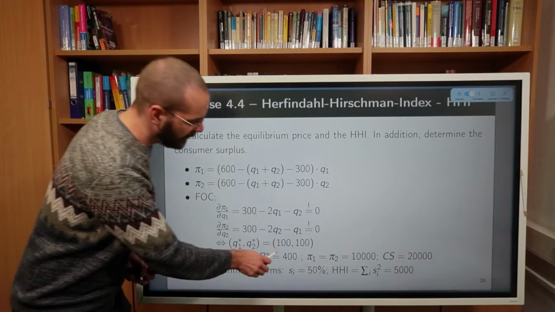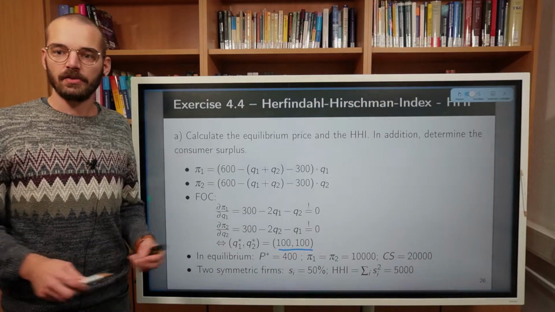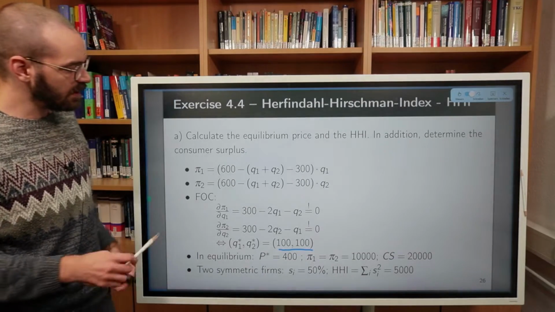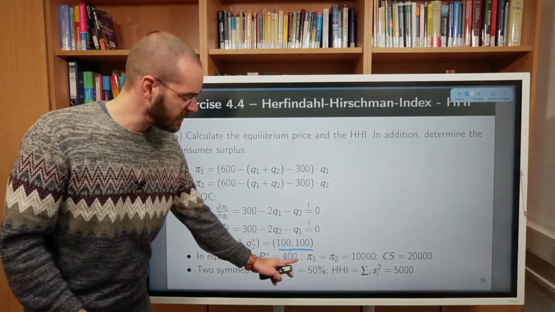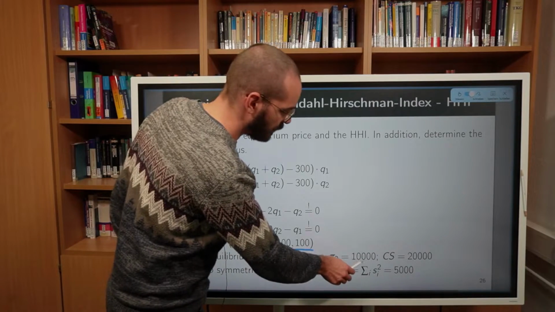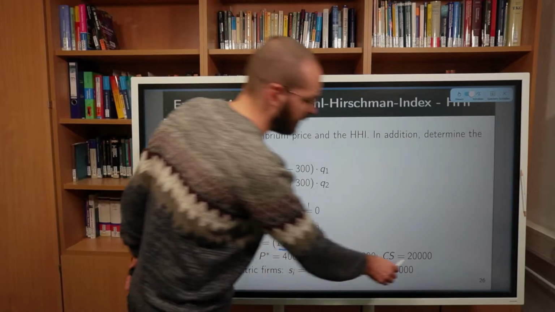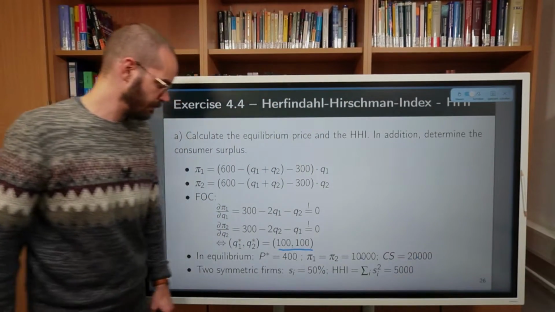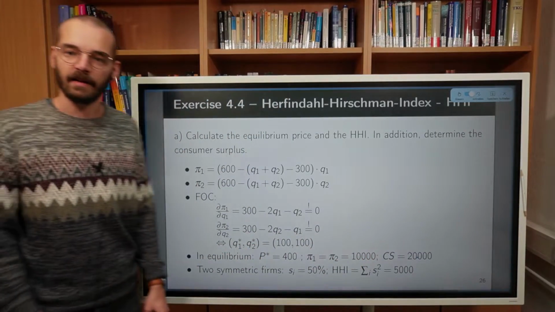Now, knowing the equilibrium quantity of each firm of 100, or 200 in total, we can then calculate the equilibrium price of 400. Knowing the price and the quantity, we can then calculate that both firms will make profits of 10,000 each and that the consumer surplus in this market will be 20,000. So far so good, and so far nothing new.